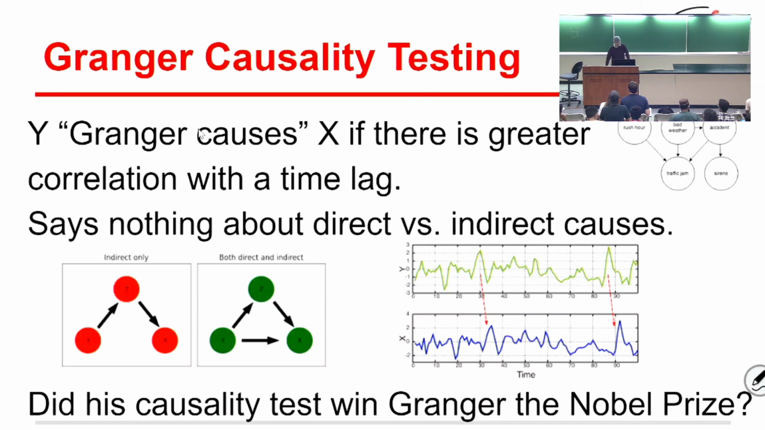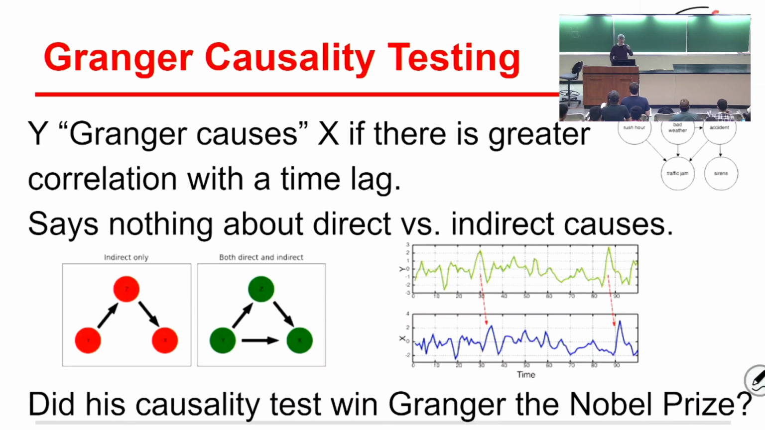And one example of a statistical test that tries to get at that idea is something called Granger causality testing, okay? We say that Y Granger-causes X if there is a greater correlation between Y and X when there is a time lag. Okay, if I have two time series, and I'm going to say A caused B, A should happen before B happens. Okay?